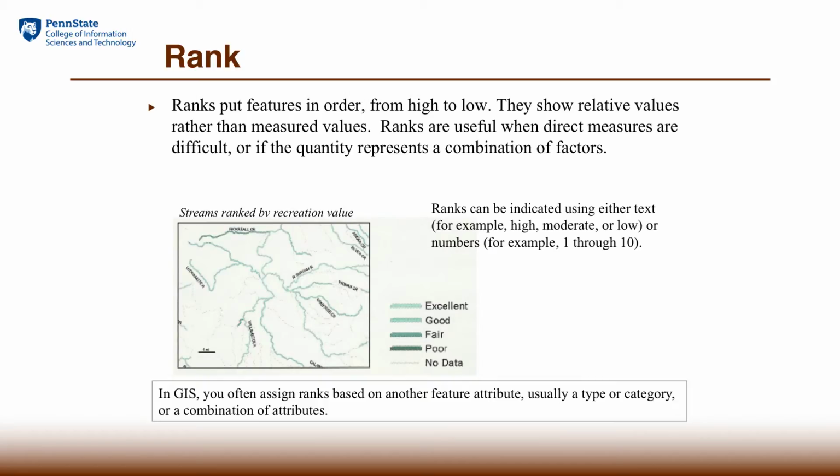For example, this map shows the streams or rivers ranked by recreational value in relation to fishing, etc. Some of the rivers are rated as excellent, others as good or fair or poor, and we can use numbers like 1 to represent excellent, 2 to represent good, or we can use a scale from 1 to 10. We can use 10 to represent the best rating, excellent, and we can use 5 to represent fair. So these are all possible, but ranking really reflects the qualitative sequence or order.